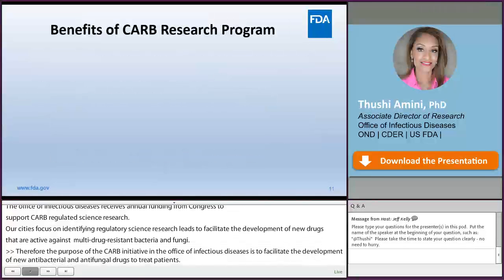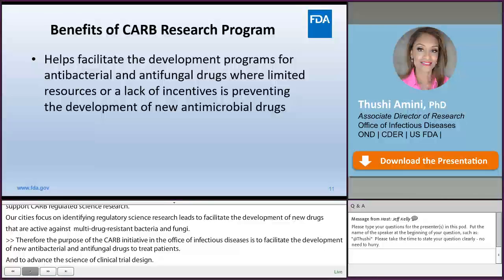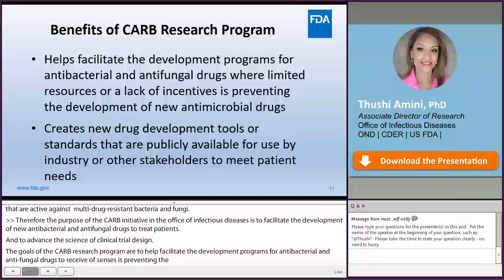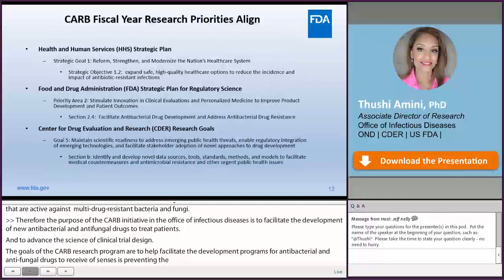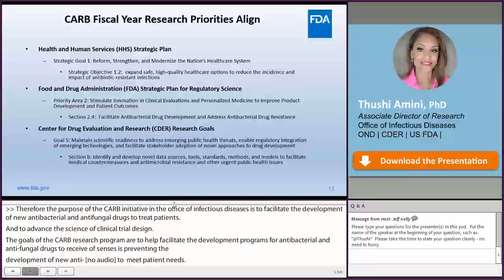The goals of the CARB research program are to help facilitate the development programs for antibacterial and antifungal drugs where limited resources or a lack of incentives is preventing the development of new antimicrobial drugs, and to create new drug development tools or standards that are publicly available for use by industry or other stakeholders to meet patient needs. The CARB research program aligns with HHS's strategic plan, FDA's strategic plan for regulatory science, and CDER's research goals.